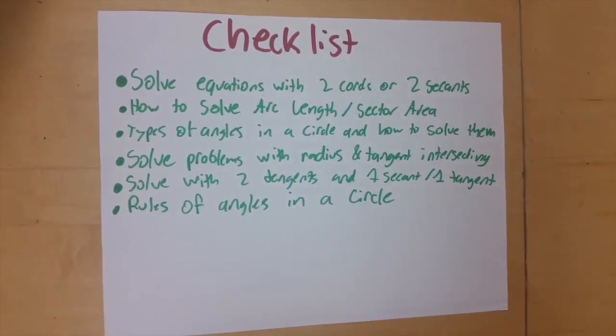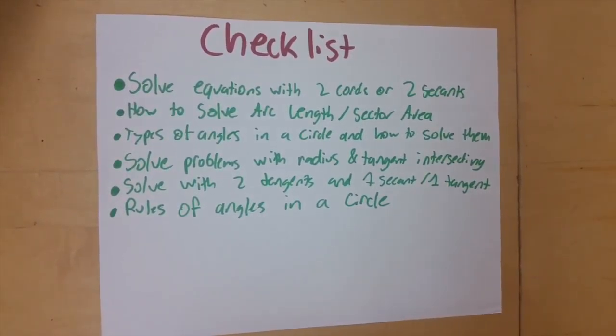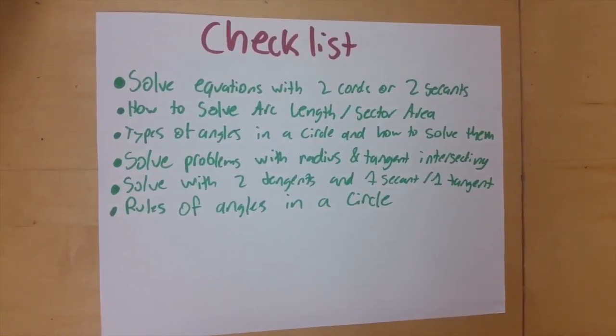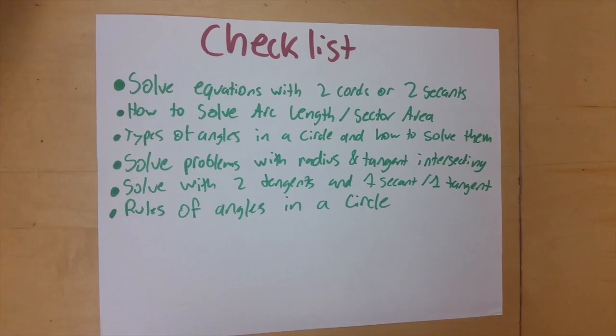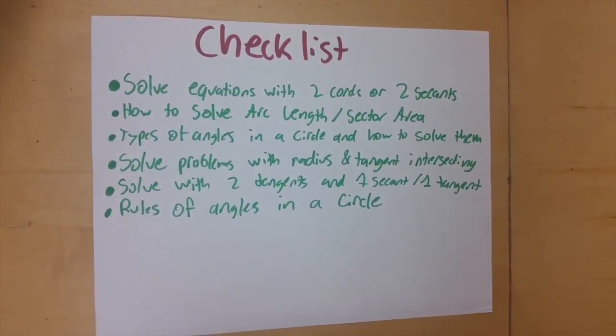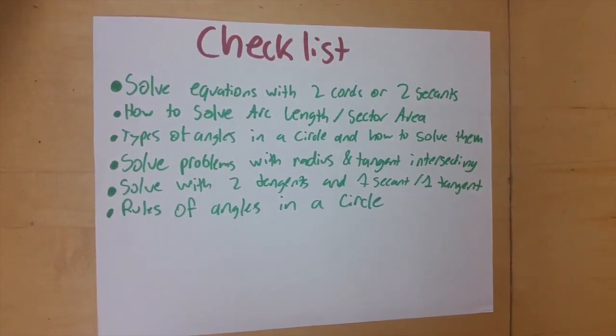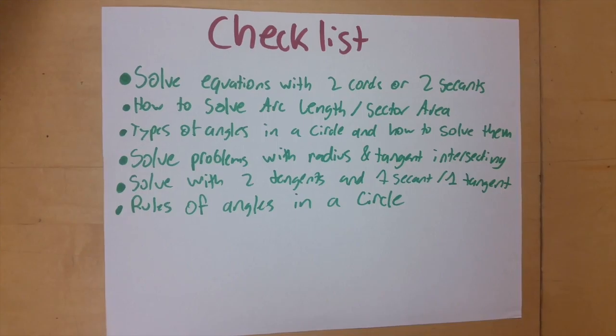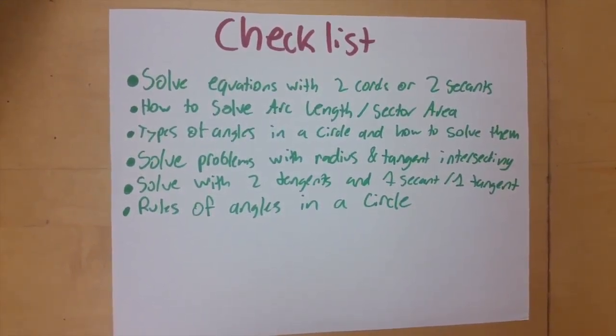Checklist. Be able to solve equations with 2 chords or 2 secants. Know how to solve for arc length and sector area. Know all the types of angles in a circle and how to solve them. Solve problems with radius and tangent intersecting. Be able to solve problems with 2 tangents and problems with a secant and a tangent. And know the rules of angles in a circle.